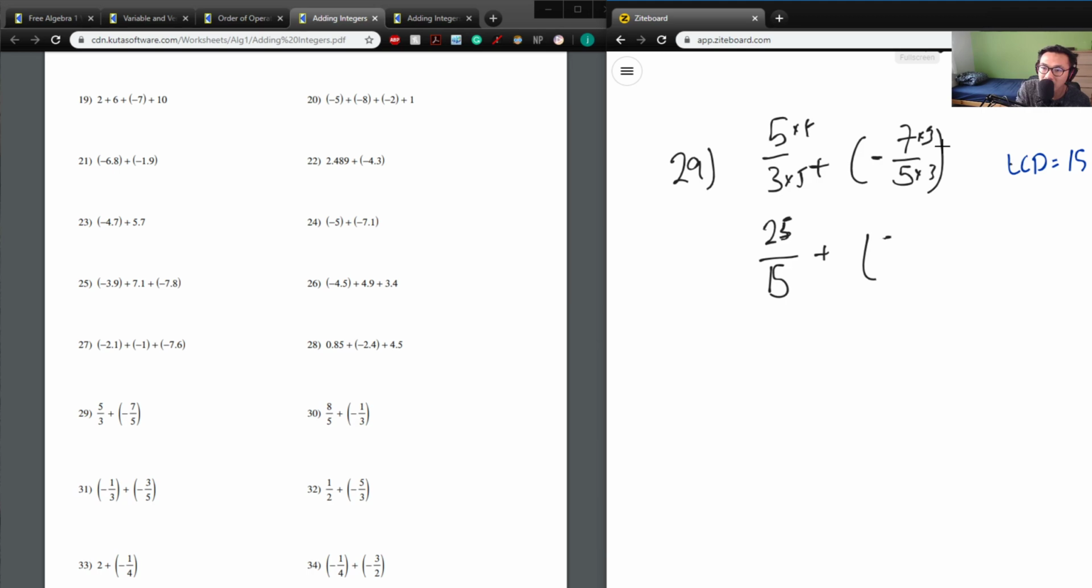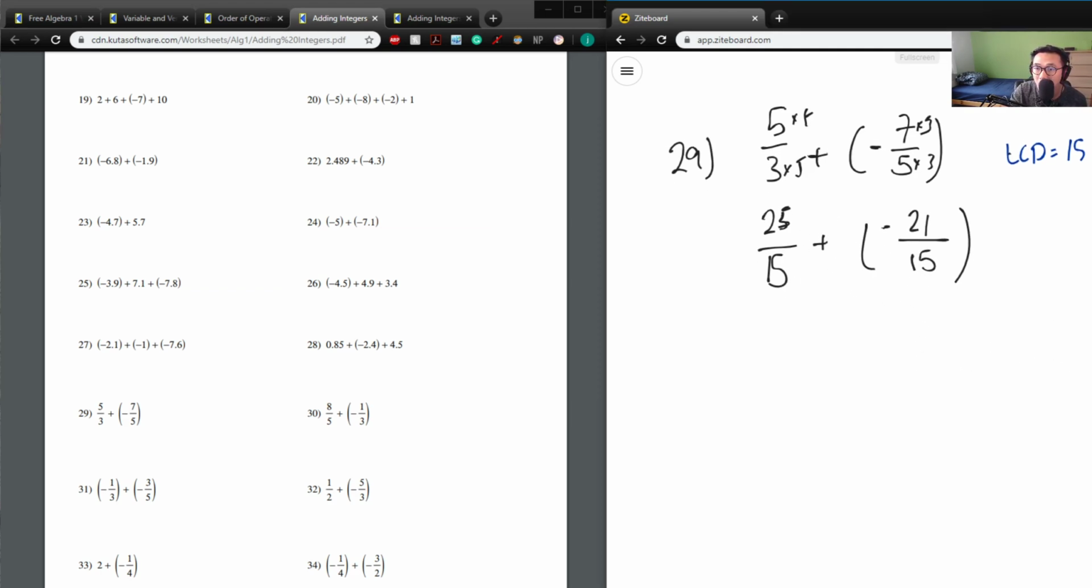Plus, and then we have negative, and this is over 15 again. 5 times 3 here is 15. 7 times 3 here is 21. So now we can work with these fractions, right? They are the same denominator.